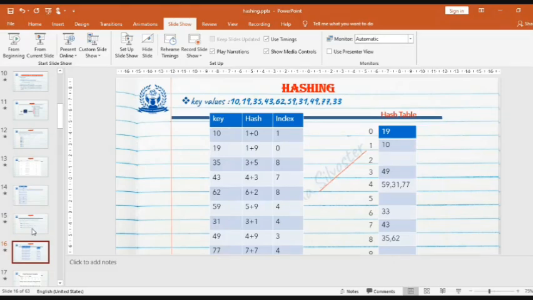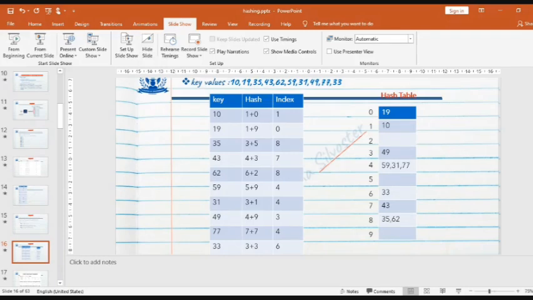So our key values are like this: 10, 19, 35, 43, 62, 59. First of all, you have to draw a table like this with three columns: key, hash, index. Draw it and fill in the key values. You can write 10, 19, 35, 43, 62, 59, 31, 49, 77, and 33. Write the key values first.